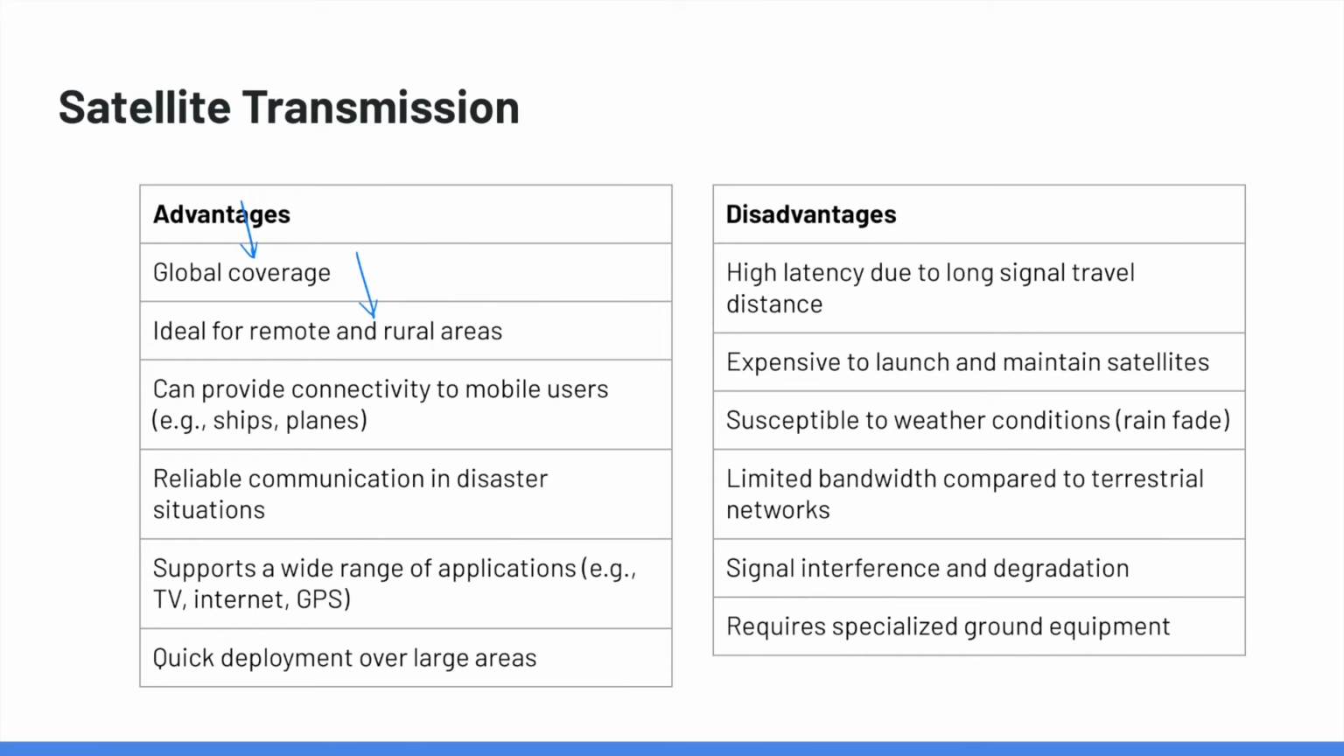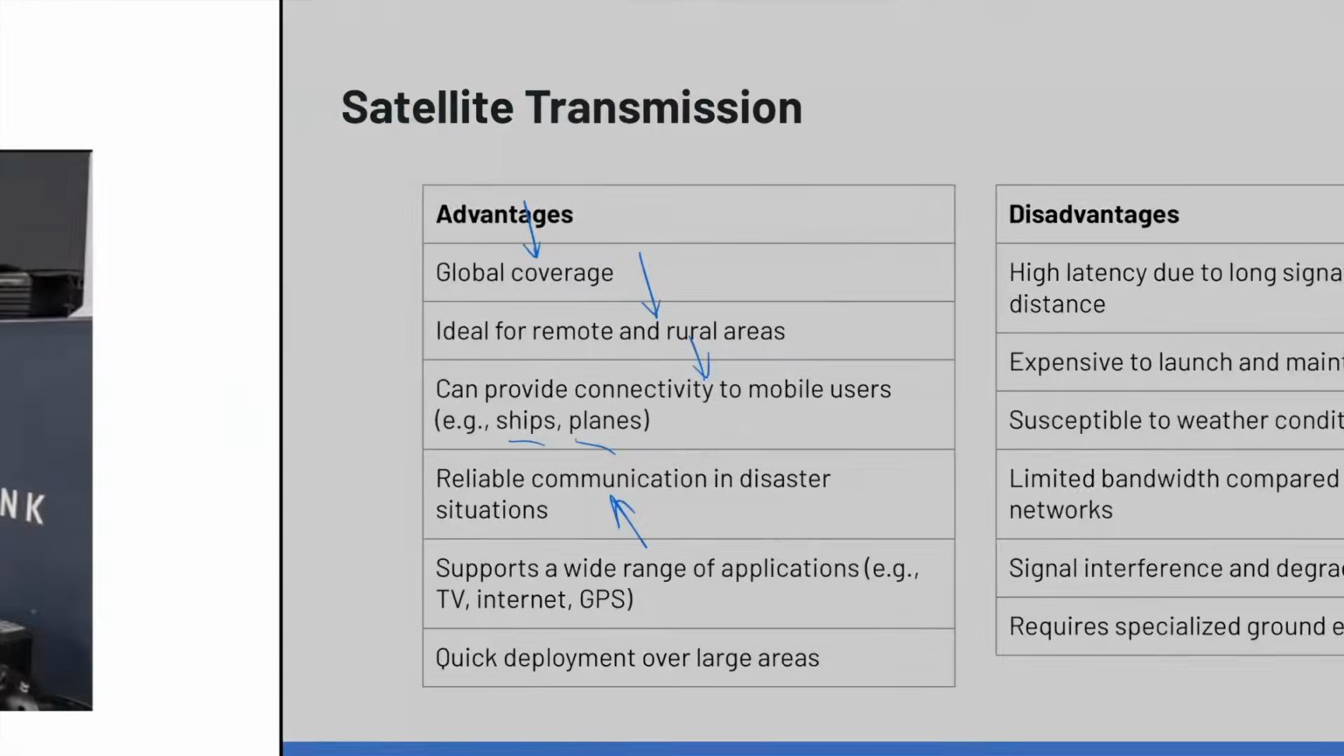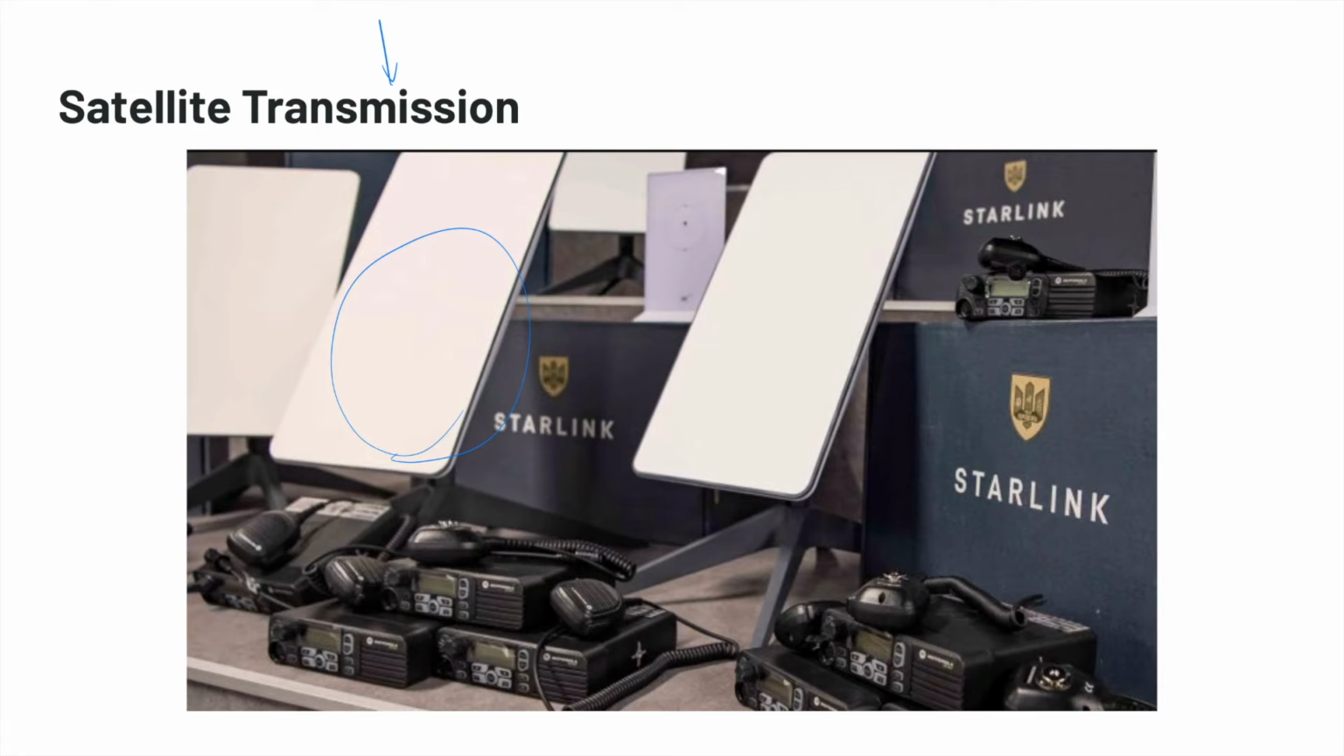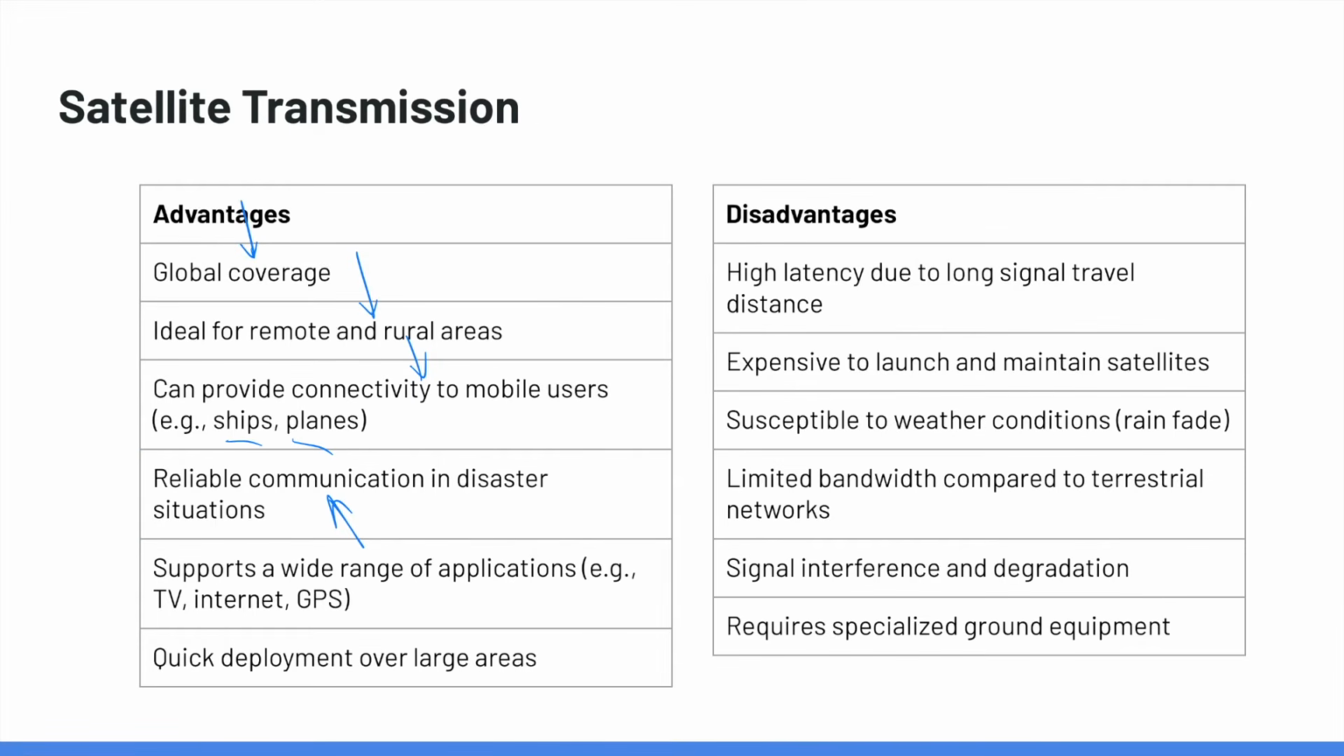But it is ideal for remote and rural areas because you are basically just accessing a satellite. You're receiving a signal from a satellite, and you're basically sending and receiving data in order to be able to get network access, to access the internet or whatever it is. It can provide you connectivity to mobile users, on ships, planes, etc. It's reliable communication in disaster situations precisely because you don't need to really rely on any ground-based infrastructure, besides maybe a receiver unit like this in order to be able to access the satellite.